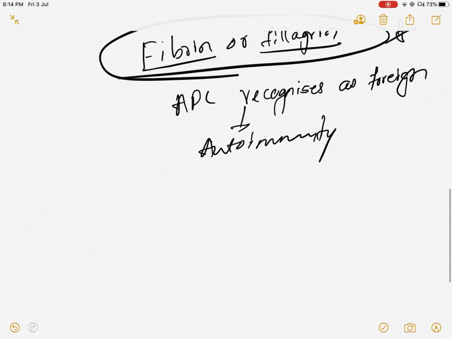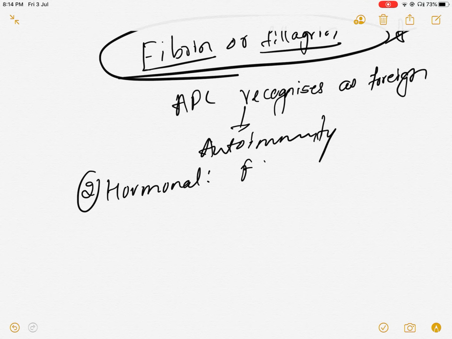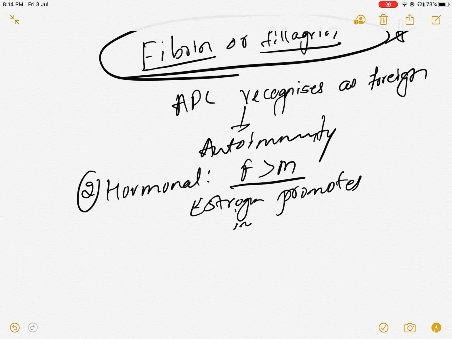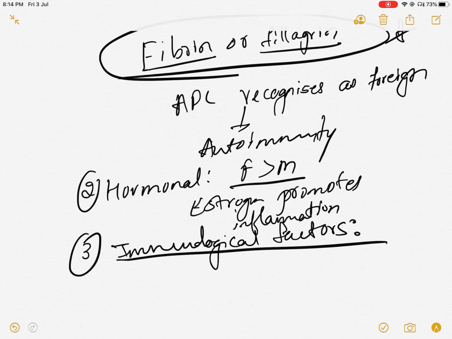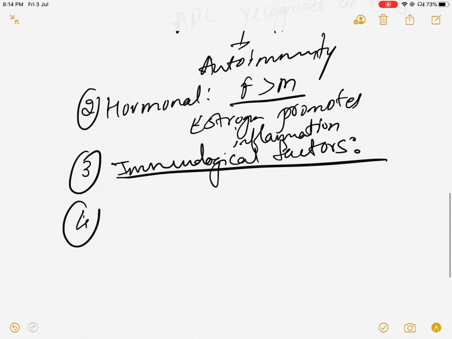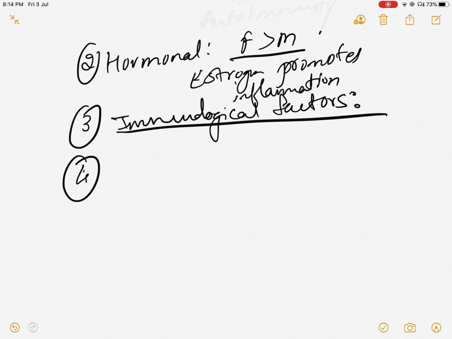The second main point is hormonal. Again, as I said, it is more common in females than males. So estrogen promotes inflammation. Third point is immunological response. Immunological factors, we'll discuss in the exact pathogenesis. The fourth point is environmental.